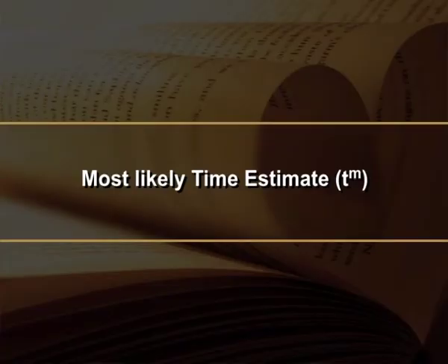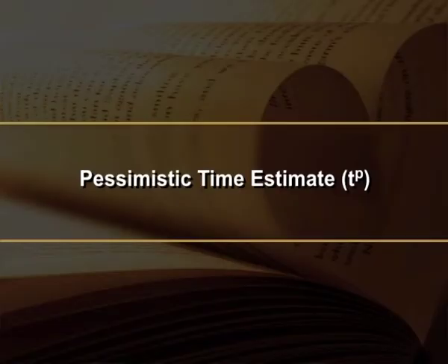Most likely time estimate. It refers to the estimate of the normal time that the activity would take. It is the modal value. Pessimistic time estimate. It is the maximum time that an activity would take if everything goes wrong and abnormal situations prevail. Most likely time estimate lies in between optimistic time estimate and pessimistic time estimate. The difference in these 3 times gives a measure of the relative uncertainty involved in the activity.